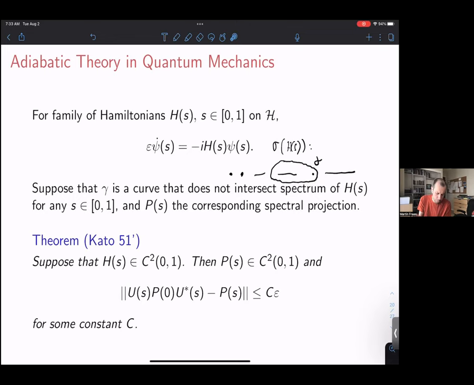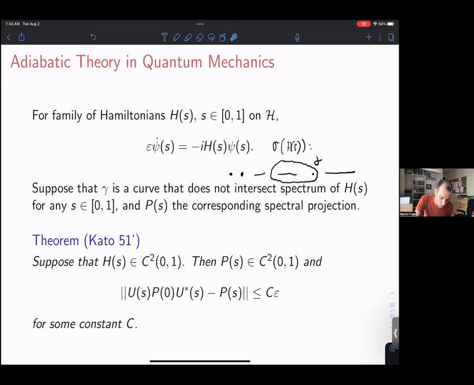For simplicity, and that is not important, the gap is important for this theorem. I assume that gamma is a curve that does not intersect the spectrum of H_S for any S. So I assume that there is one fixed gamma, which exactly imposes that there is a gap. And then I have the corresponding spectral projection P_S on all the spectrum that is inside this curve gamma, so on this part of the spectrum. And then the theorem of Kato from '51 is: suppose that the Hamiltonian has a certain amount of smoothness, so twice differentiable, then this projection is twice differentiable. So if you have a gap, then the projection inherits the differentiability from the Hamiltonian.